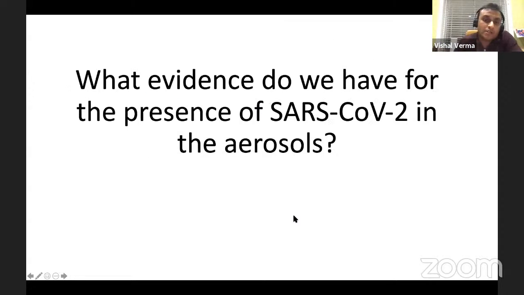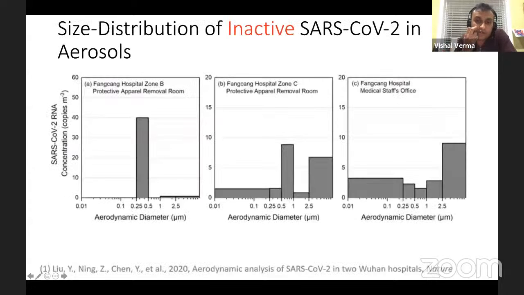Okay, so this was all about the mechanistic insights on how far these particles can go. But what evidence do we really have to show the transmission of SARS-CoV-2 in the aerosol mode? Recently there have been many studies. I think the first study I am aware of was conducted in the Wuhan hospital itself, where this pandemic started. They measured the particle size distribution of this inactive SARS-CoV-2 virus. Why am I saying inactive? Because the methodology they used is not able to keep the virus alive.